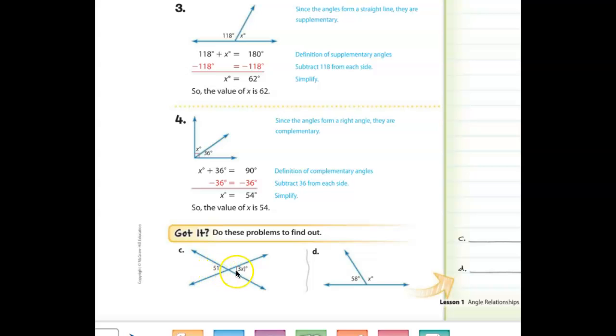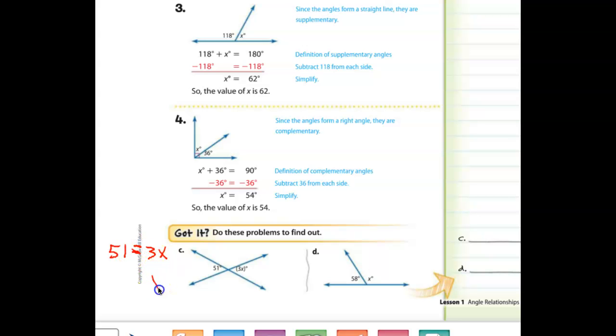So if we have 51 and 3x, what do we know about the relationship of these two angles? What kind of angles do those two form? Okay, if you said vertical angles, you are correct, because they are across from each other when two lines intersect, which means that they are congruent to each other. So I'm going to write the equation that 51 is equal to 3x, because that's the relationship they make when they are vertical angles.